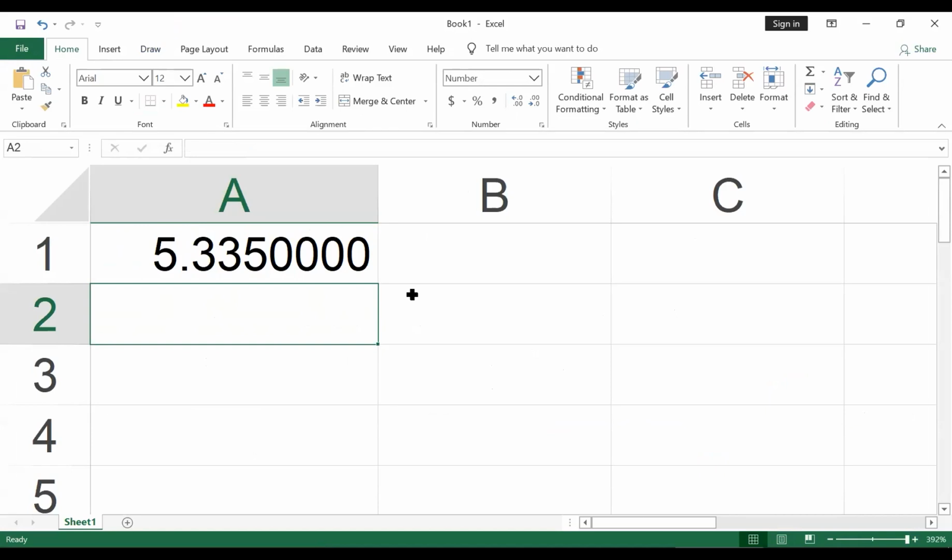And the question is, how do you round this off to 4 significant figures? Well, it's an easy one. Keep the 5, keep the 3, keep the 3, keep the 5. Use the 0 to round off. It's 4 or less, so the answer is 5.335.